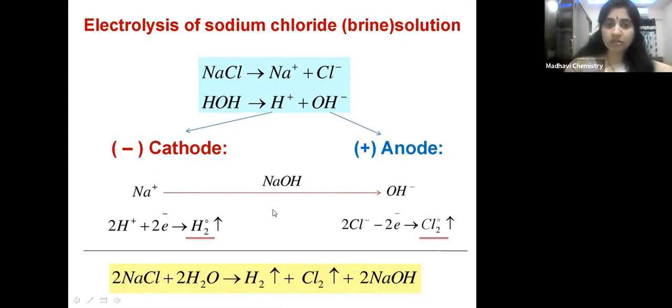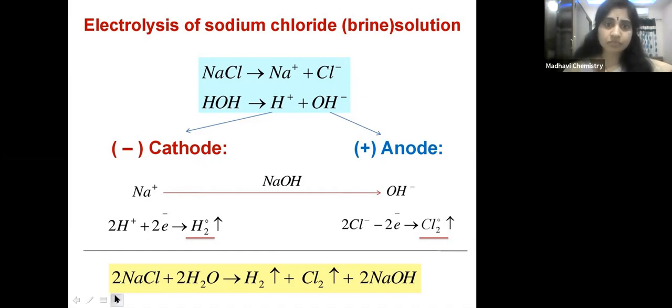Now let us write the overall reaction. NaCl plus H2O gives rise to H2 gas, chlorine gas and sodium hydroxide. So these are the products. Out of these, our concentration is on chlorine, because chlorine is obtained at the anode. We are discussing the methods of preparation of chlorine from brine solution. So this is the electrolytic method, children.